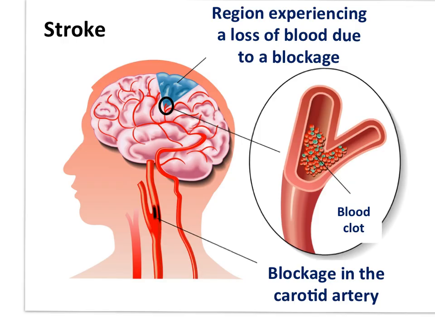In this image, the stroke is shown to occur if the carotid artery is blocked or a cerebral artery is blocked. Stroke is the third leading cause of death in the United States. Nearly 3/4 of all strokes occur in people over the age of 65.